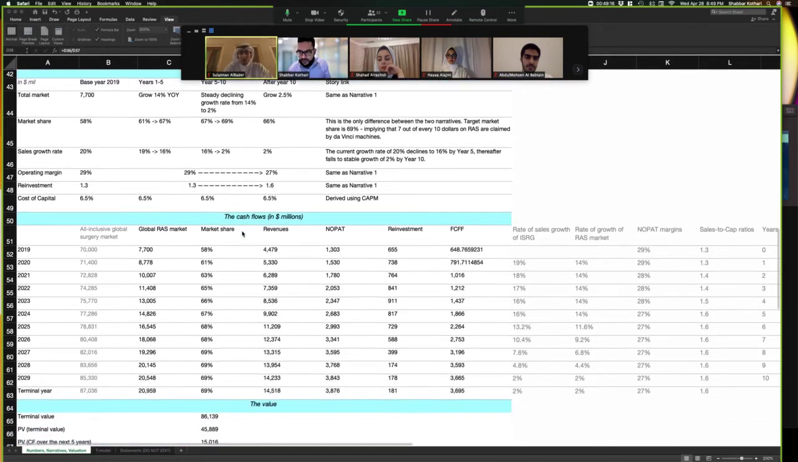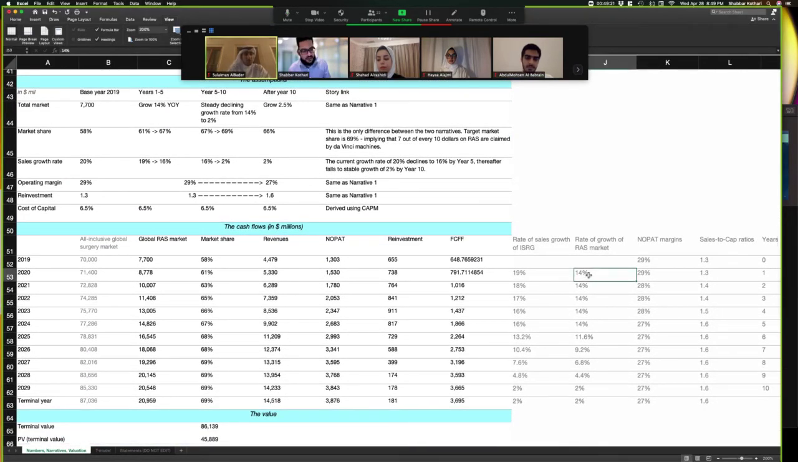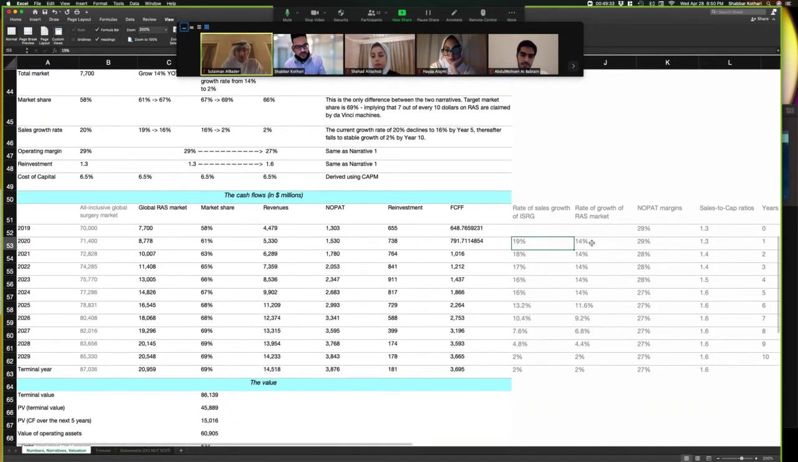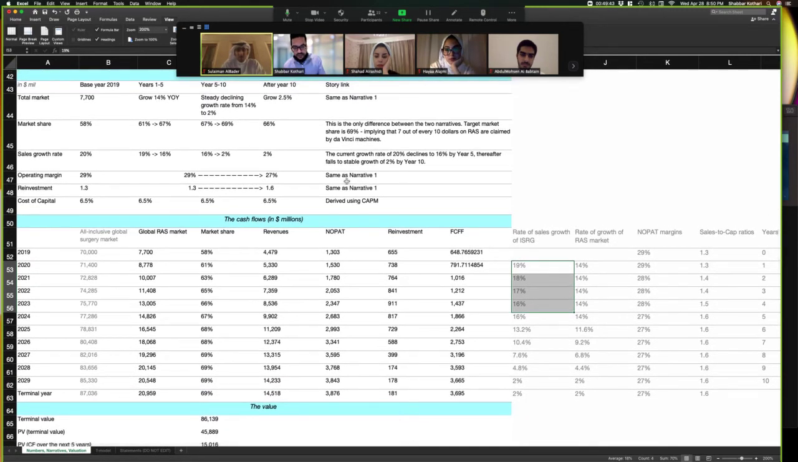So in narrative 2, guys, go to I53, and you will see that I assume the same thing for the growth of the RAS market, but for ISRG, it's faster. I assume 19, 18, 17, you can compare with the other. What that leads to is the changes here. That 58% slowly grows up to 70%.